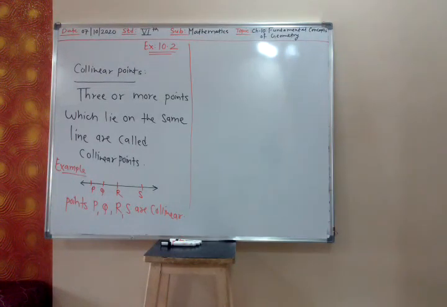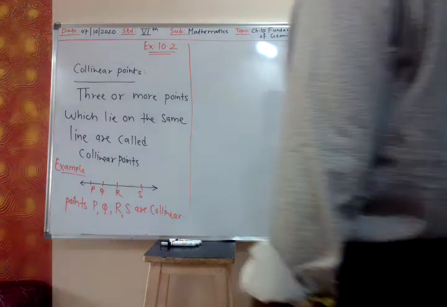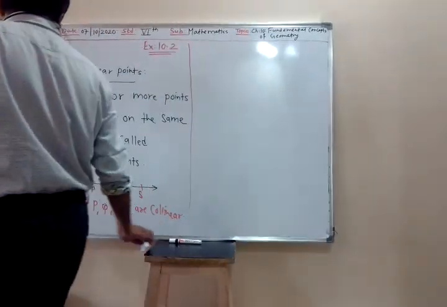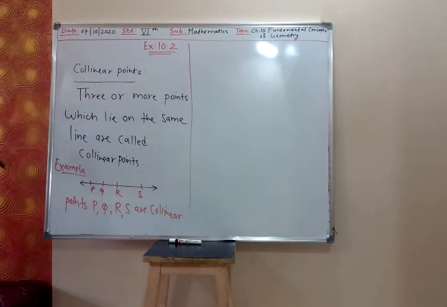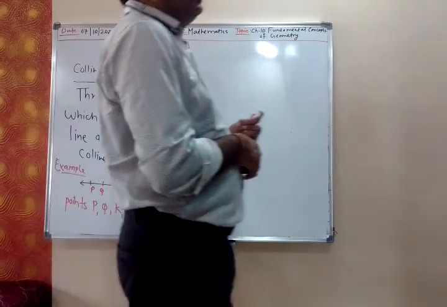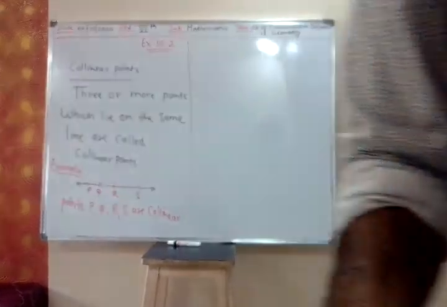What are collinear points? You have to understand the definition of collinear points. Collinear points means three or more points which lie on the same line are called collinear points.